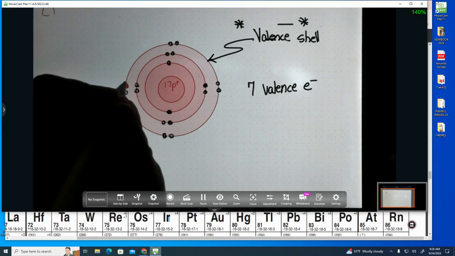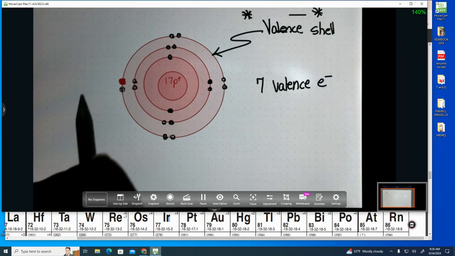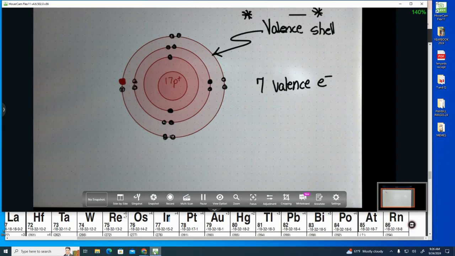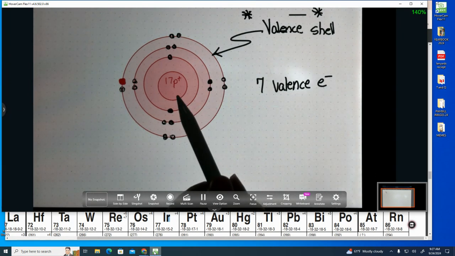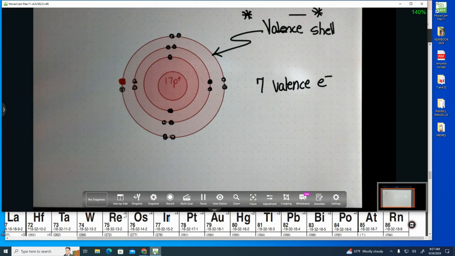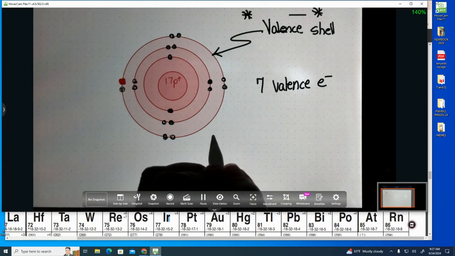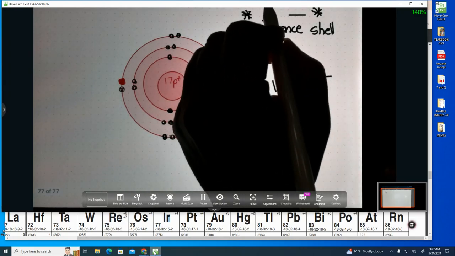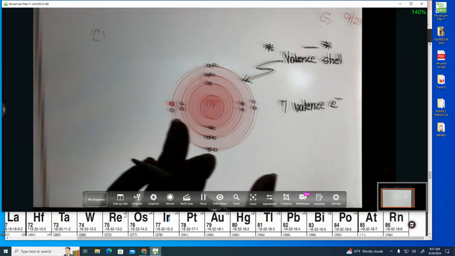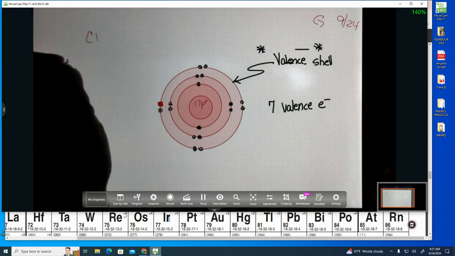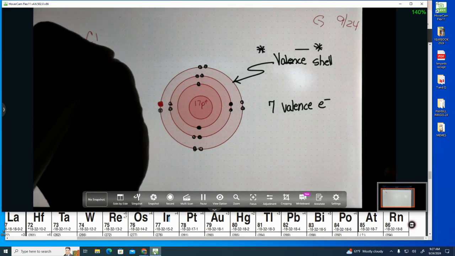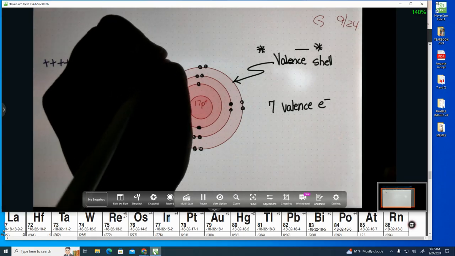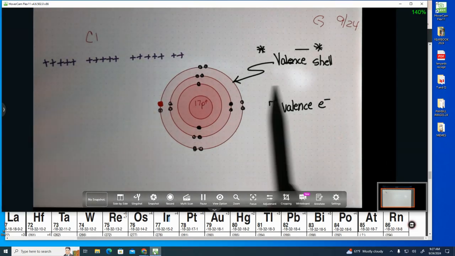Maybe red is better. Okay? The only reason I'm making it a different color is because I want you to understand that that electron's coming from somewhere else. Now, we've got a problem because this chlorine has 17 protons, which are positively charged. Here we go: 1, 2, 3, 4, 5, 6, 7, 8, 9, 10, 11, 12, 13, 14, 15, 16, 17. It has 17 positives.